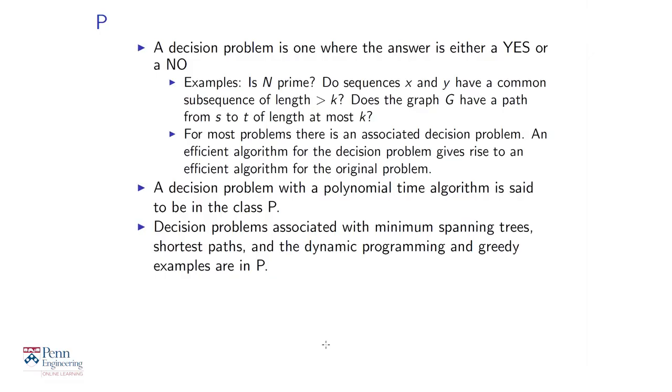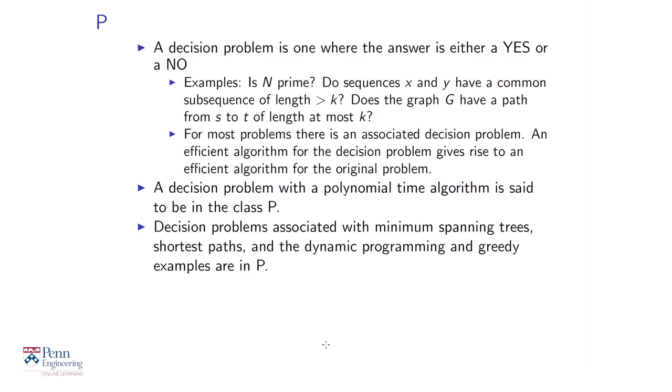So we now define an abstract concept called the class P. The class P consists of all decision problems for which there is a polynomial time algorithm. In other words, the class P is a set of all problems that are efficiently solvable. All the examples we've seen, decision problems associated with minimum spanning trees or shortest paths, and decision problems associated with the problems we solved using dynamic programming and greedy, are all examples of problems in P.